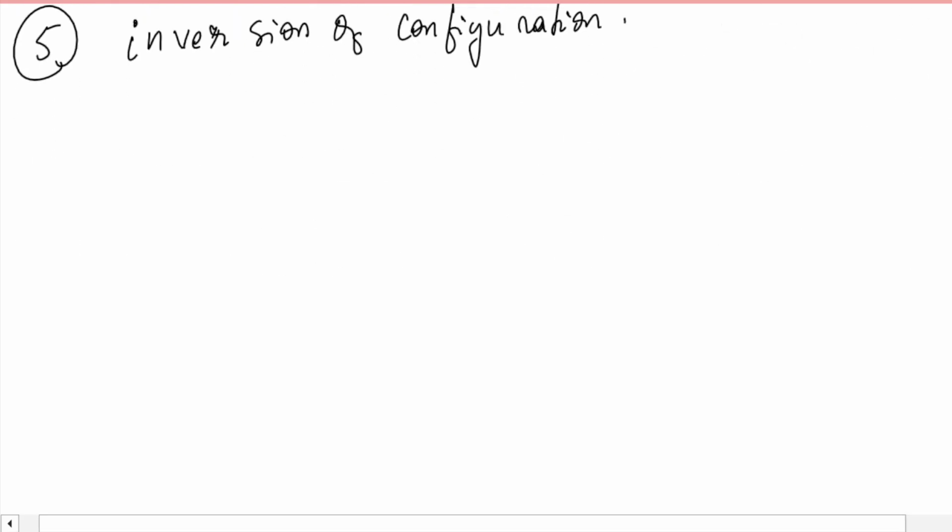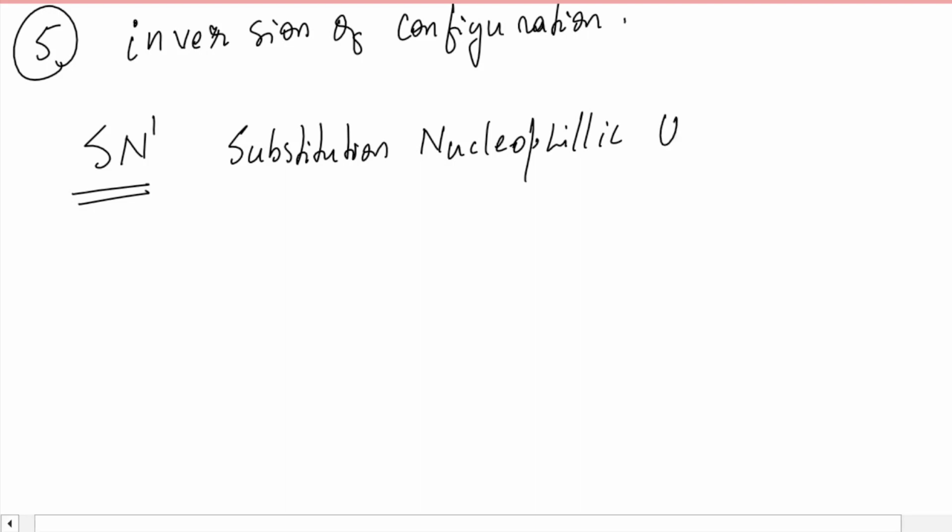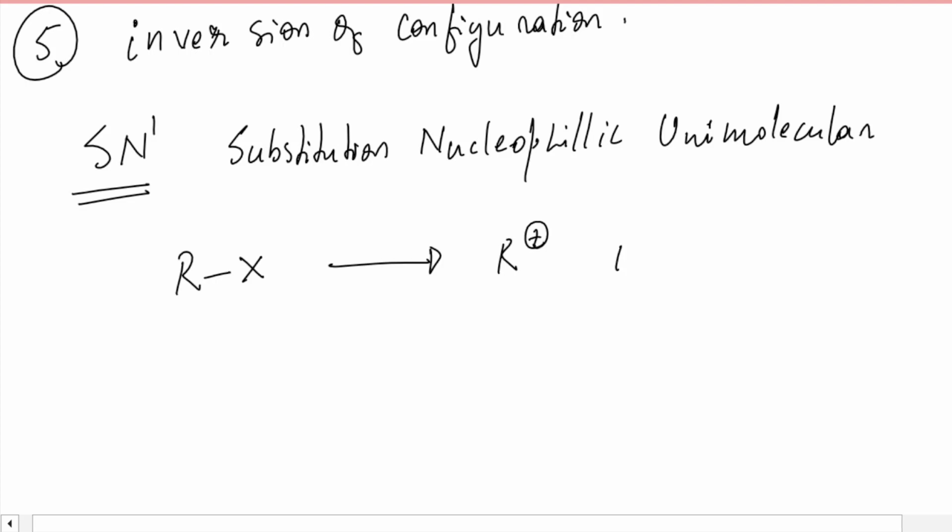Now let's move ahead to the SN1 reaction, that is substitution nucleophilic unimolecular reaction, SN1. So RX here forms R positive plus X negative in the first step.